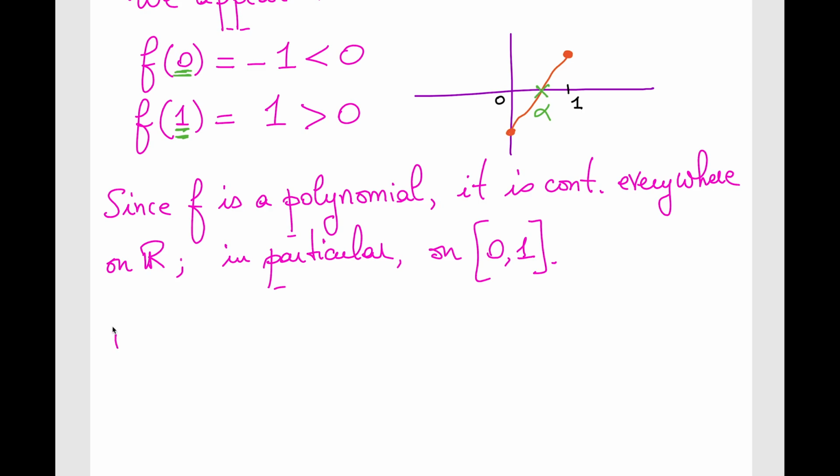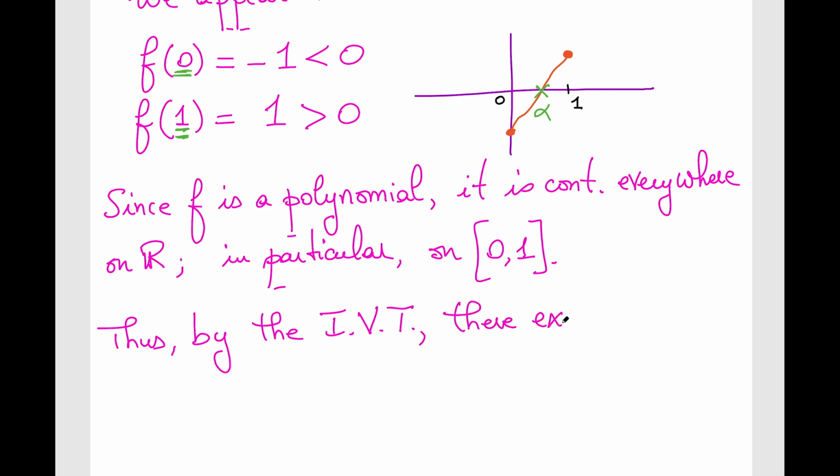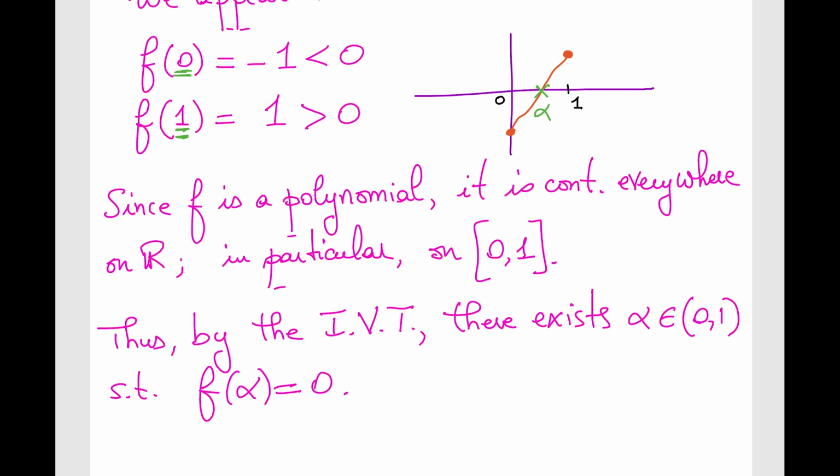So thus, by the intermediate value theorem, there exists an alpha in between 0 and 1, such that f of alpha is 0, where the function crosses the x-axis.